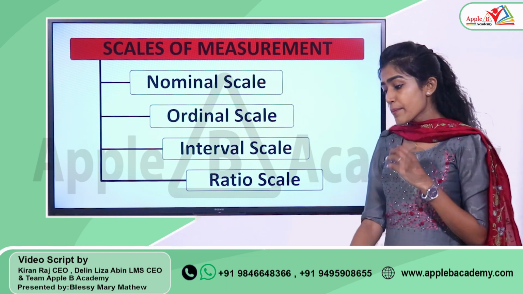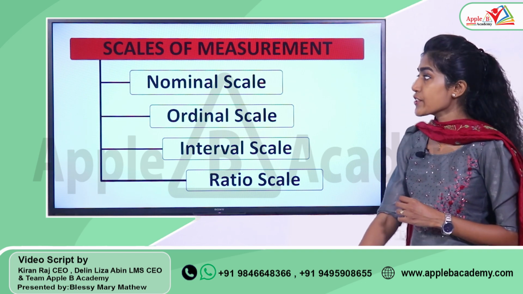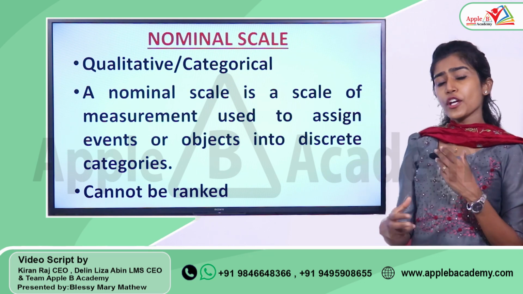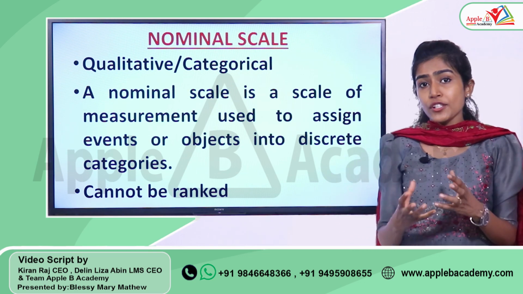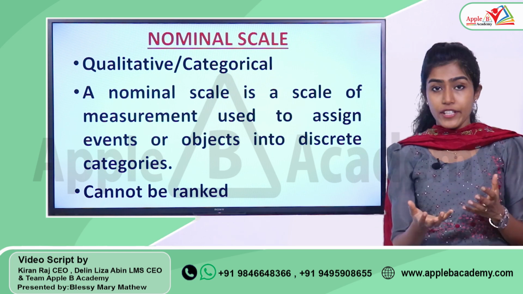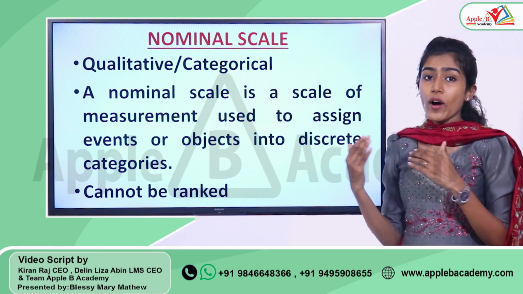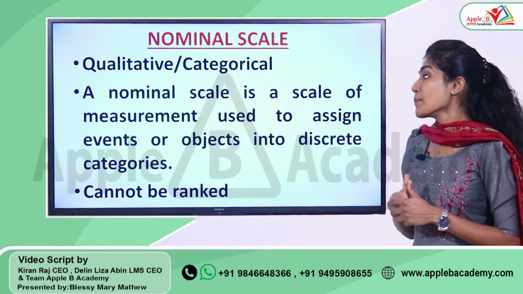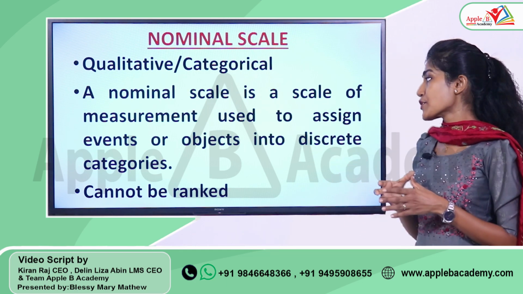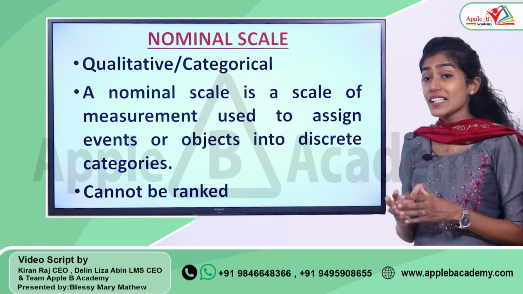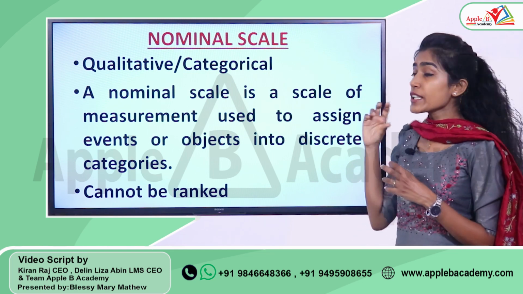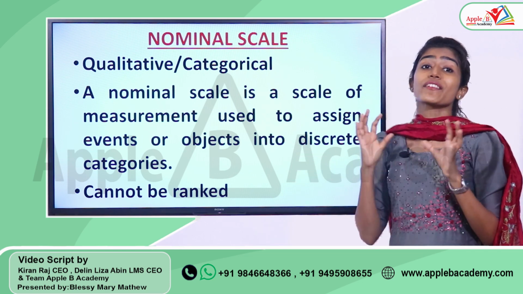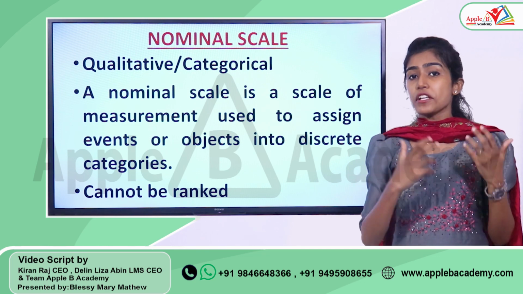The first scale of measurement that we are going to discuss in this session is the nominal scale. If you consider the nominal scale, we use this scale in order to measure or analyze qualitative data. That is why it is mentioned here as qualitative, or we use this scale in order to categorize or group the data being collected. A nominal scale is a scale of measurement used to assign events or objects into discrete categories. So we use the nominal scale for data that can be categorized or grouped, but cannot be ranked. These kinds of data can be measured using the nominal scale.